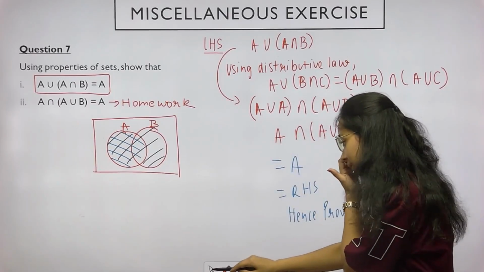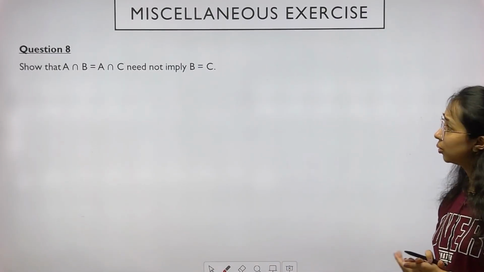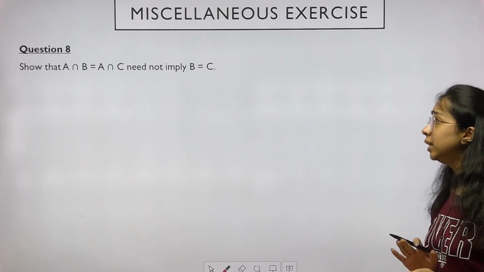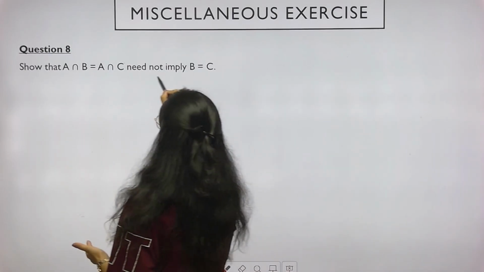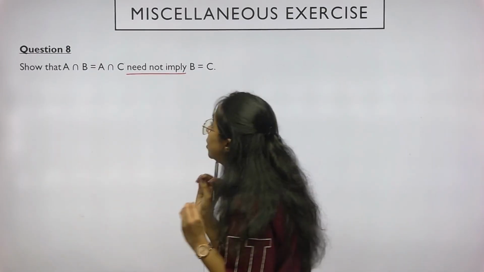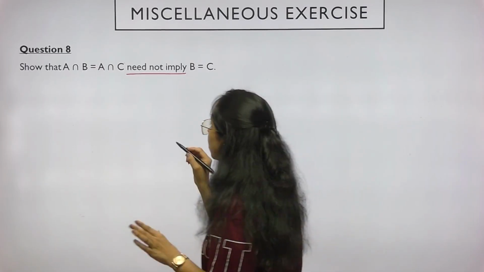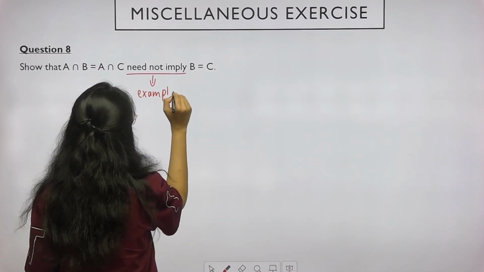Okay, let's move to the next question. Show that A intersection B equal to A intersection C need not imply B equal to C. Here it is written need not imply. Need not imply means that we need to disprove this particular statement. So since it is given need not imply, we will give an example.